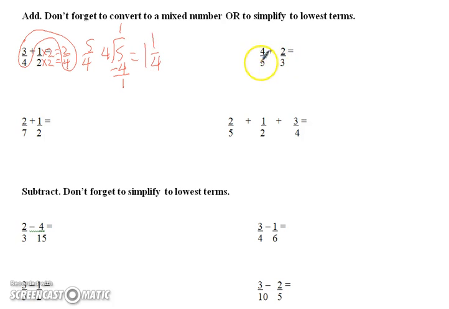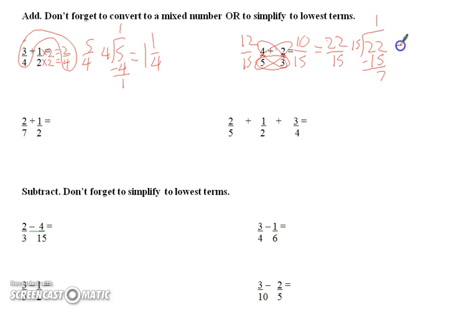Over here, I cannot change the 3 to a 5 easily, so I'm going to do cross multiply butterfly. If you wanted to do LCM, you would still get a 15 as your LCM. 4 times 3 is 12. 2 times 5 is 10. 12 fifteenths plus 10 fifteenths would equal 22 fifteenths. And I'm going to need to change it from improper to a mixed number. And I get 1 7/15.